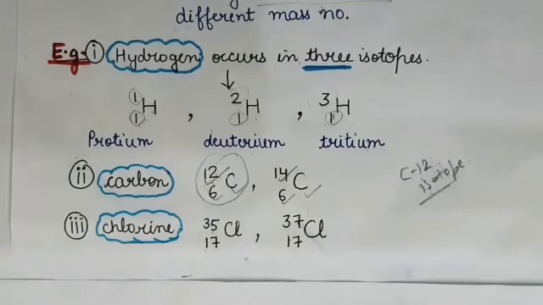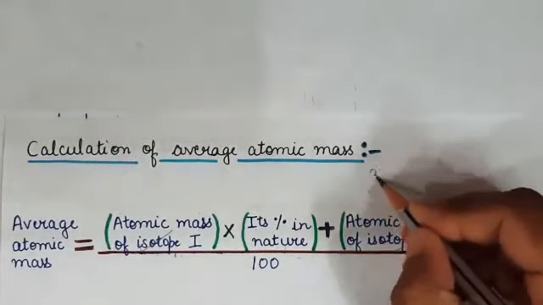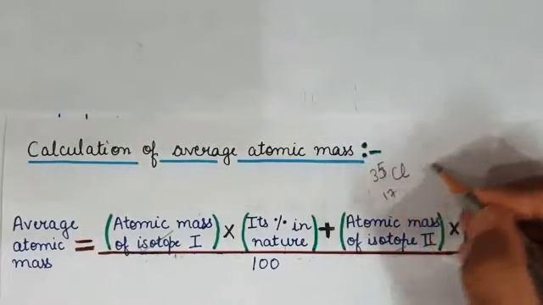Now the question arises, if the mass number is different, that is 35 and 37, then in calculation which mass will we take? The answer is, we take the average atomic mass. So how to calculate average atomic mass? Suppose I take the example of chlorine.